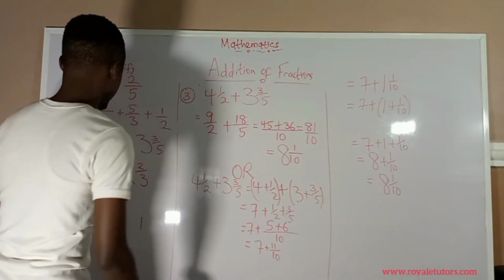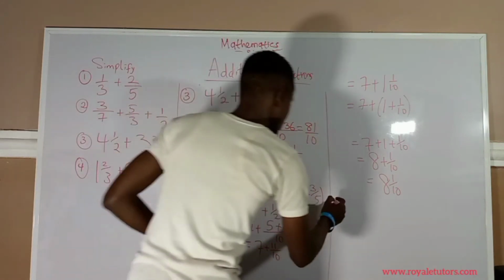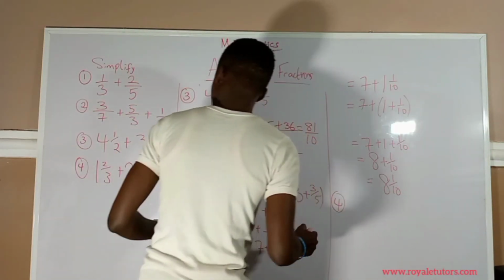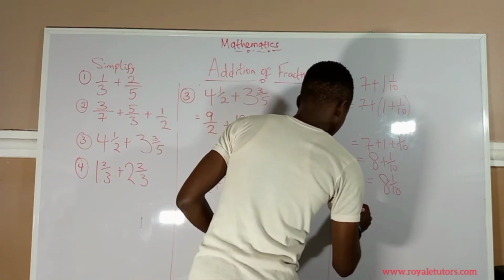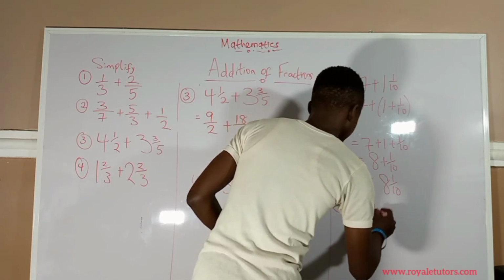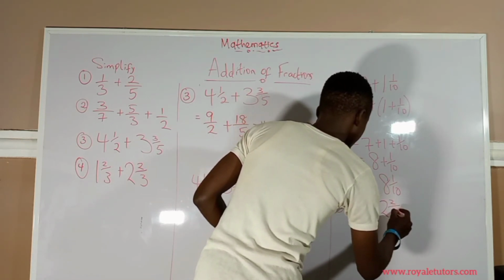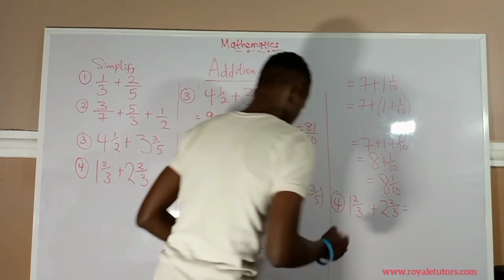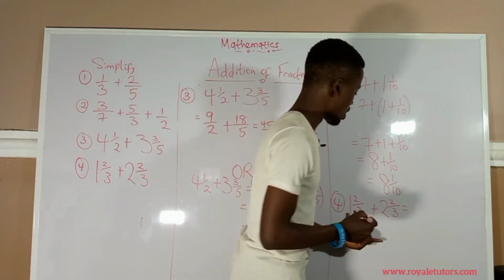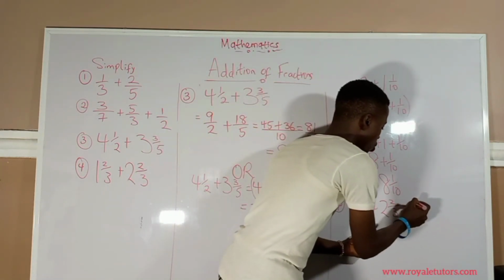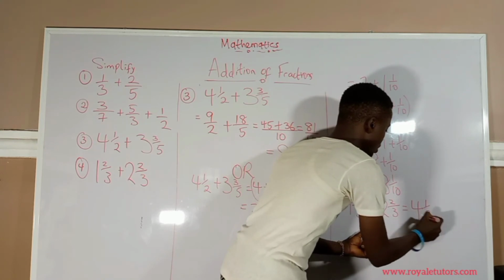Now, I want you to try this. I want you to try number 4. Just pause the video and then you play it back, because I'm going to write out the answer. If you do it very well, you're going to be getting 4 whole number 1 over 3.